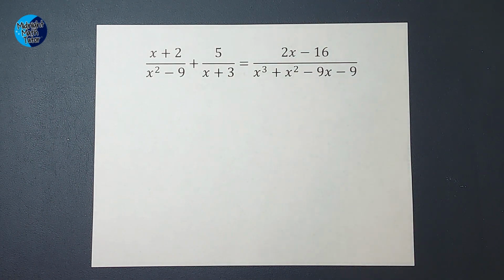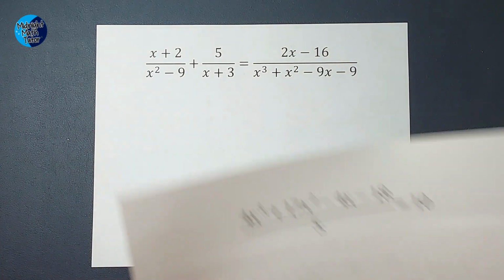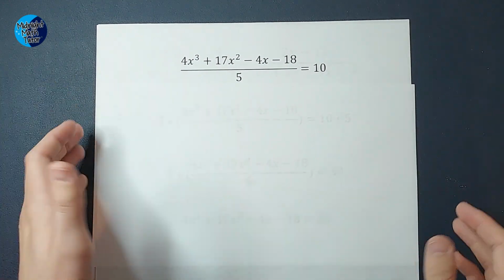Hey guys, I know this kind of looks like barf, right? Like a lot of things happening, a lot of variables, big old fractions, okay? Guess what? We're actually going to get rid of the fractions. So we are solving rational equations today, and let me show you a simplified version of the strategy we're going to be using.